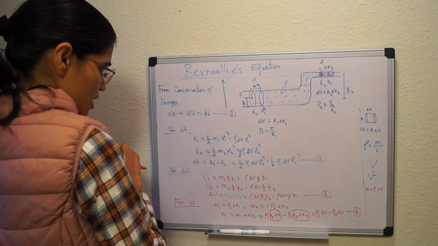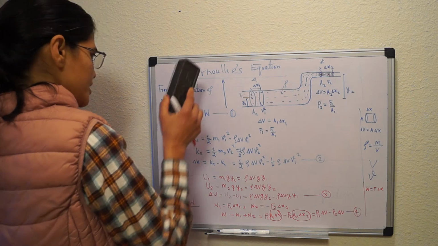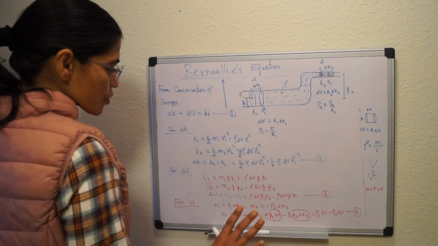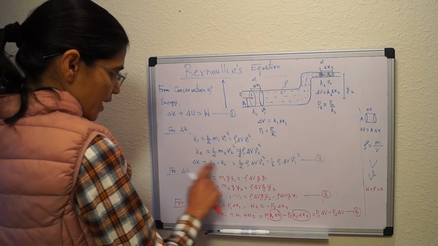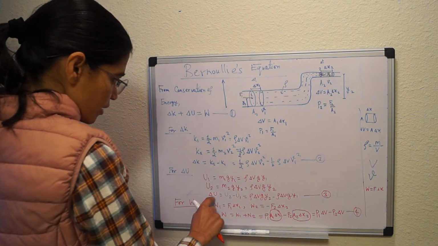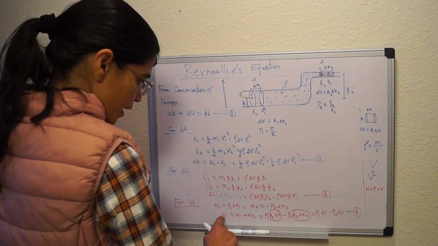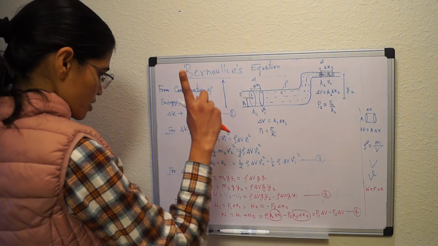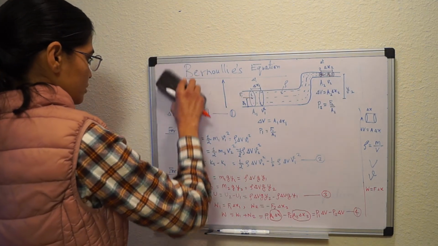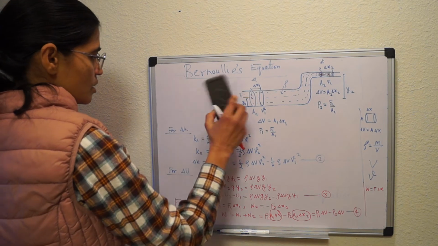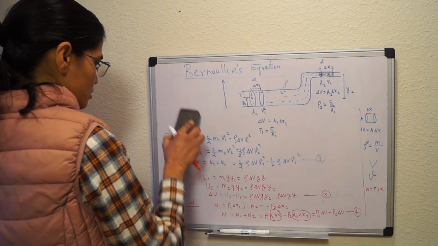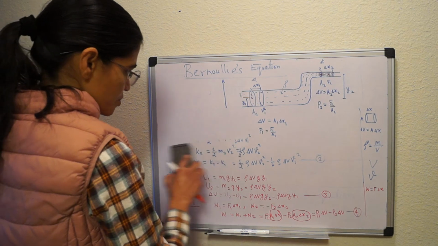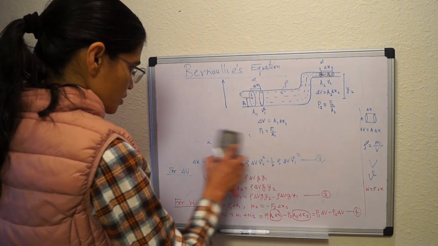Okay, so I'm going to erase this part here. Yeah, this part I think is okay. So what we are going to do is get the value of delta K, this part here, get the value of delta U, this part here, and get the value of W here, and then put it in this equation here, equation number 1. Okay, so I don't really need this part here, right?